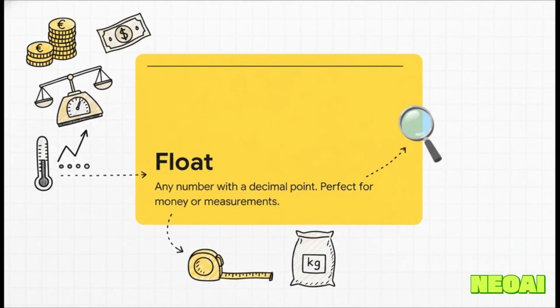And our third main ingredient for today is the float. This is for any number that does have a decimal point. So think about things that need to be precise, like money, or measurements, or temperature. See a decimal? Your brain should immediately think, aha, that's a float.